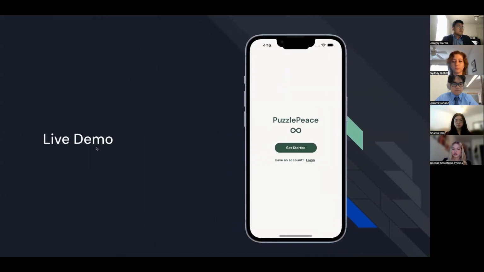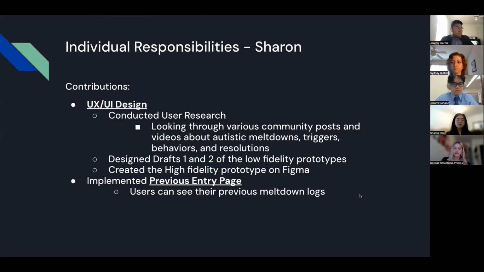We'll go on to our individual responsibilities now. My contributions were the UX and UI design. I conducted user research by looking through various community posts such as Facebook and Reddit, and also YouTube videos about autistic meltdowns, triggers, behaviors, and resolutions. I also designed drafts 1 and 2 for the low fidelity prototypes and created the high fidelity prototype on Figma. I also implemented the previous entry page where users can see their previous meltdown logs.